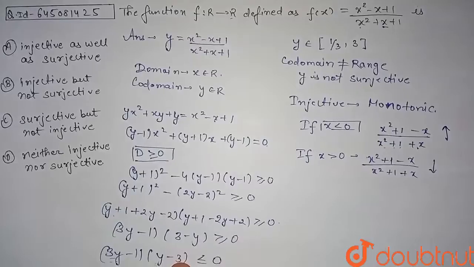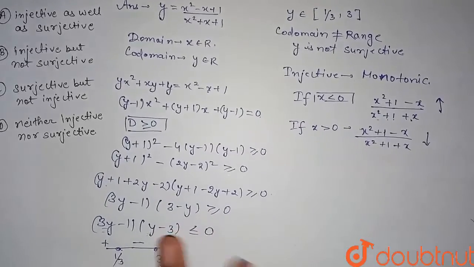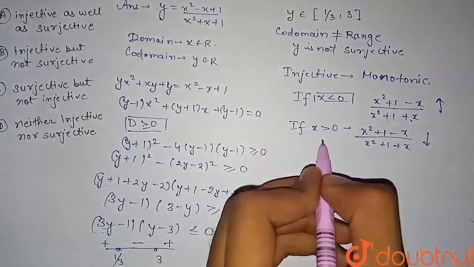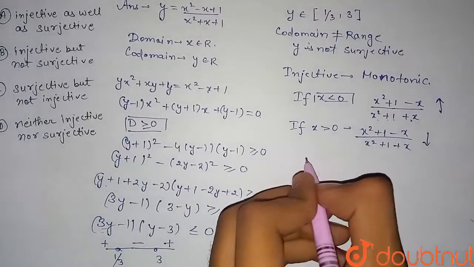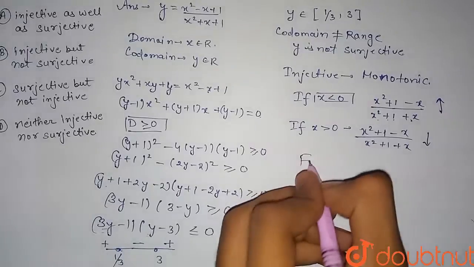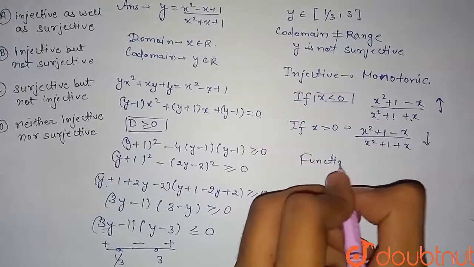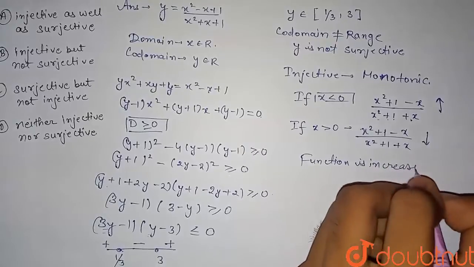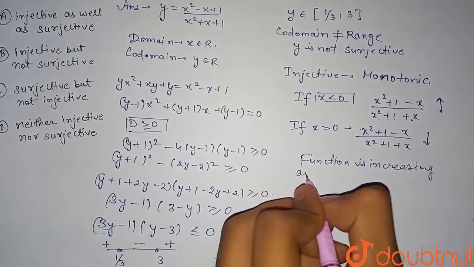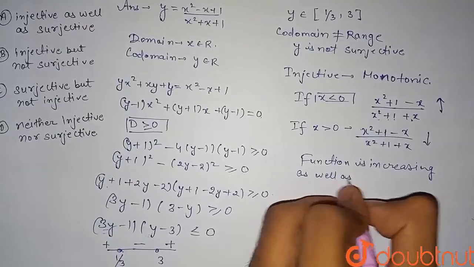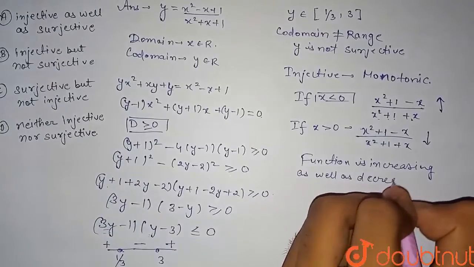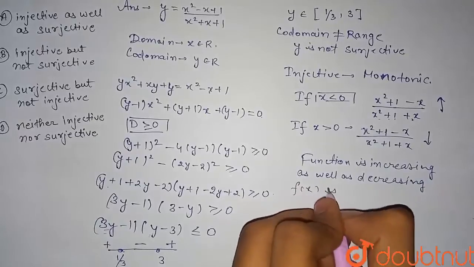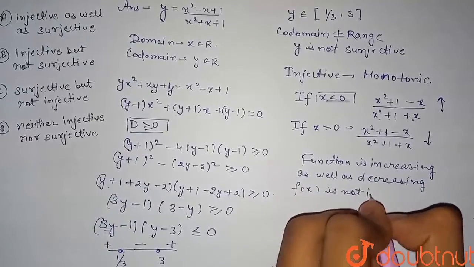So from here we can say that our function is not monotonic, because it is increasing in some interval and decreasing in some other interval in its domain. So the function is increasing as well as decreasing. So f(x) is not injective also.